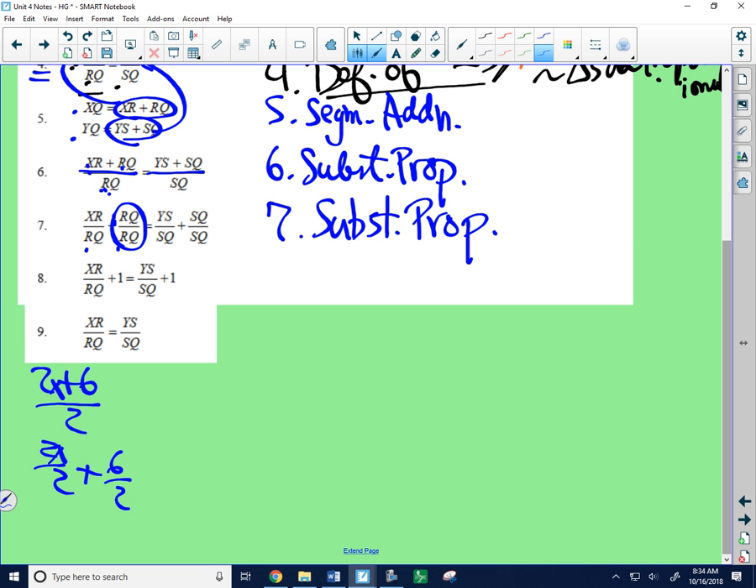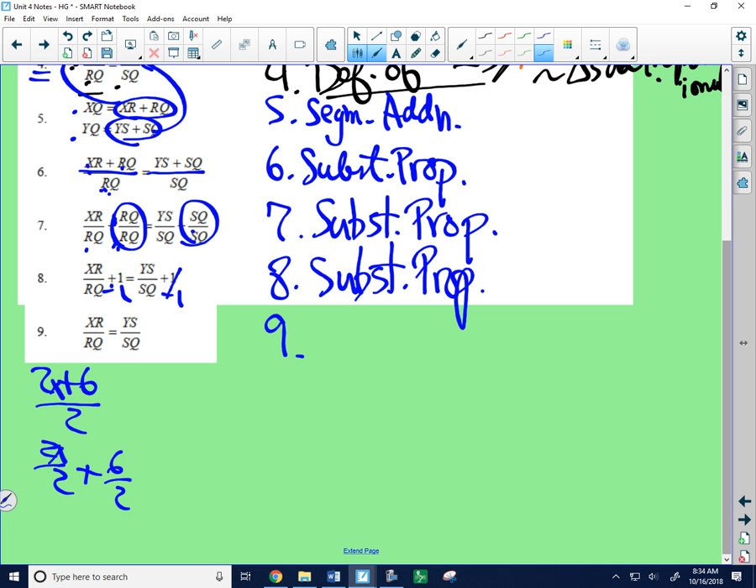What's anything divided by itself, like r cubed divided by r cubed? It's 1. I'm just saying when you work it out. Same thing over here, right? SQ over SQ is 1. So, we did not divide both sides. We simply just said, well, what's equivalent is 1. We substituted again. We just replaced that RQ over RQ with 1 and SQ over SQ with 1. A lot of substitution here. Finally, the 1's disappear because we're subtracting 1 from both sides. That's it. We reach our conclusion, which is XR over RQ, YS over SQ.